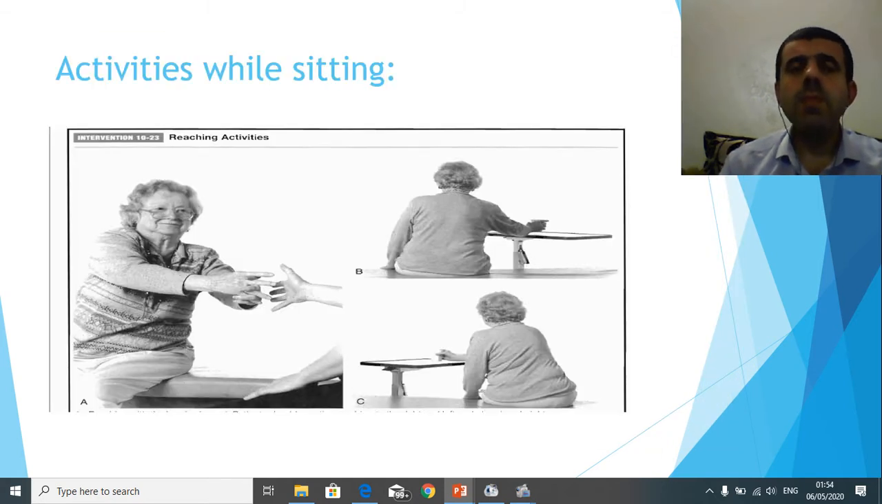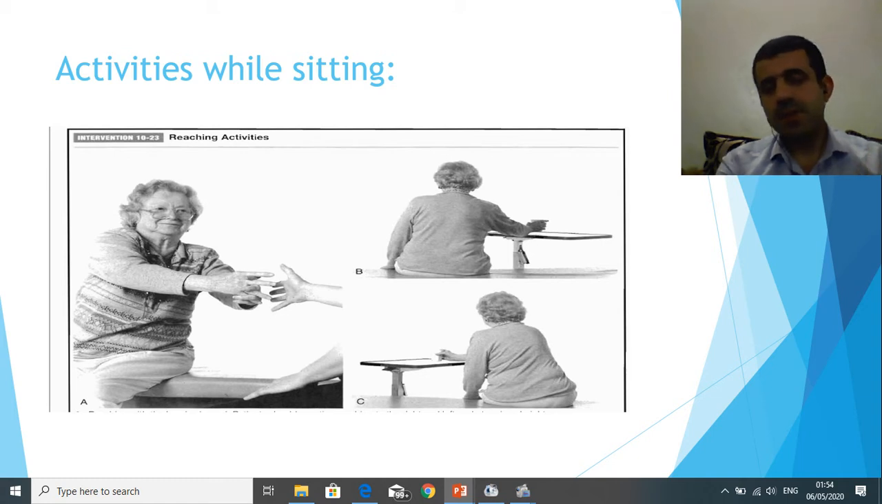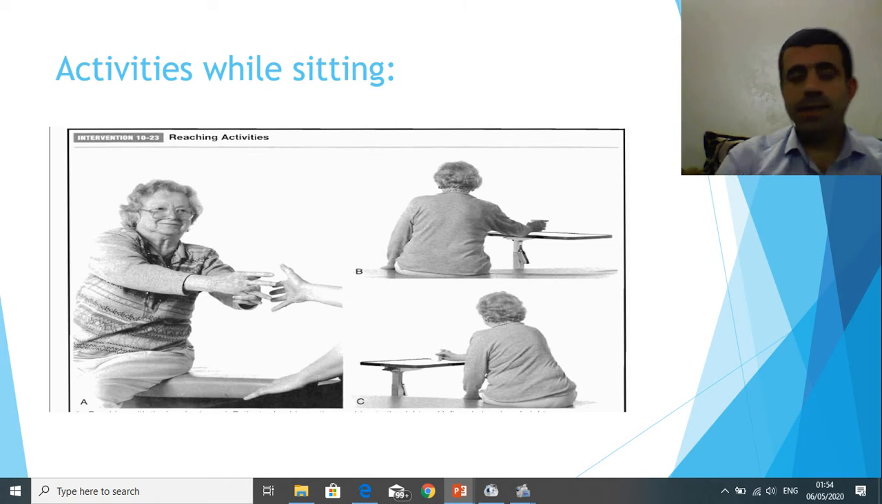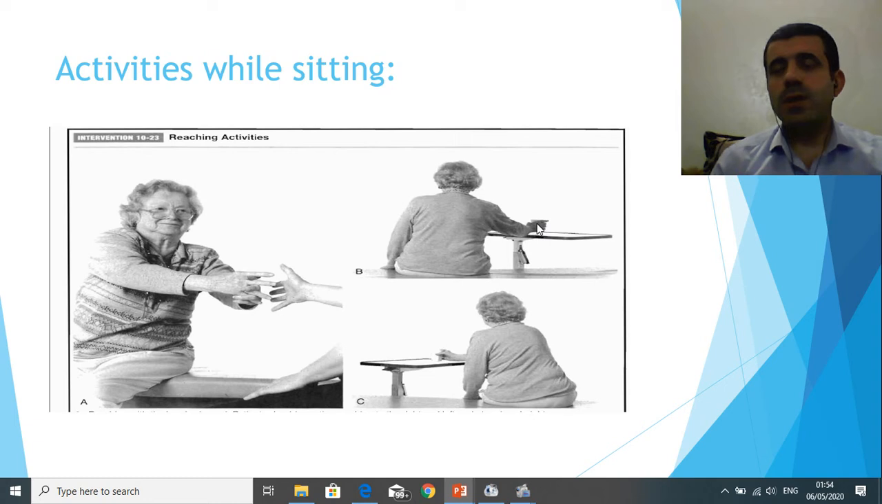Now, so we have many activities while the patient is sitting, like trying to shake the hand with the involved arm, okay, or we can order the patient to hold a glass of water on a table by the involved arm, okay, and these are exercises for the weak side in a sitting position, okay.